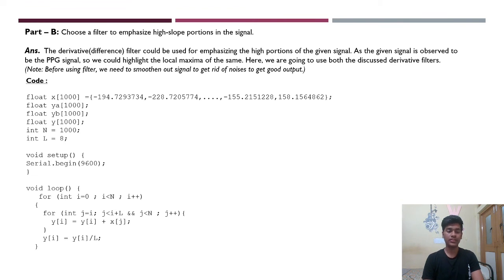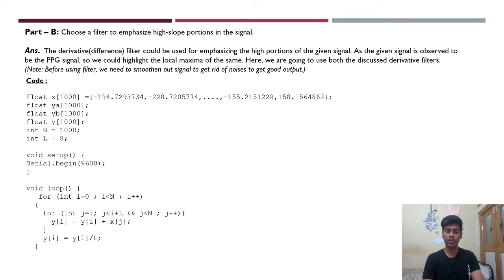So the first few lines of code are similar to the previous one. We initialize the input x, the outputs ya, yb, and y, and n equal to 1000, where n is the length of the signal, and l equal to 8, where l is the length of the moving average filter, or the number of blocks in the moving average filter.